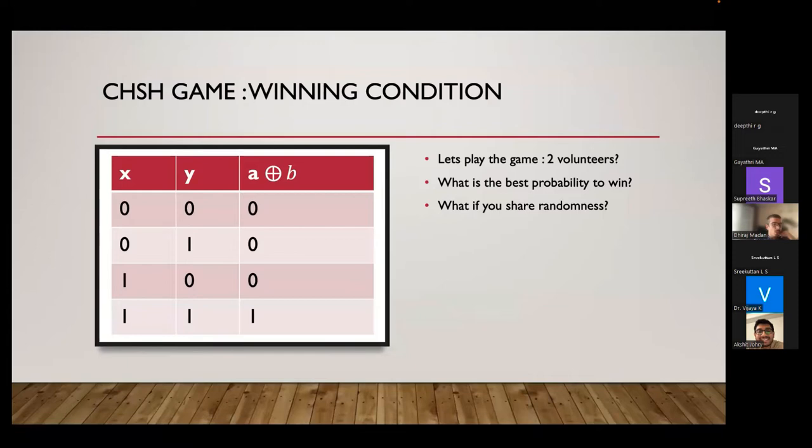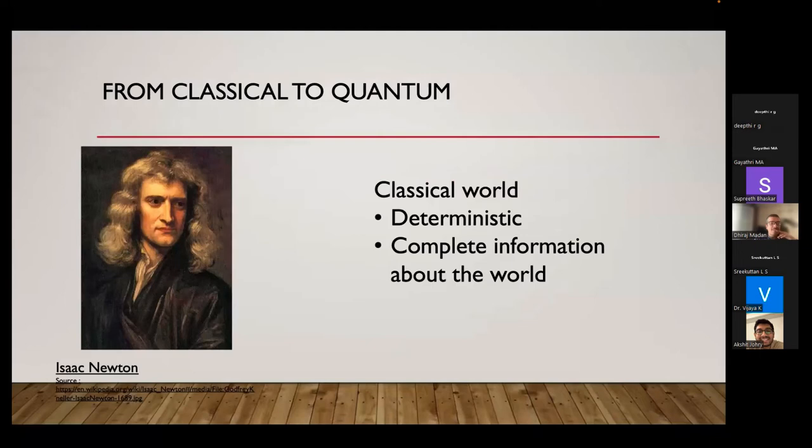So the question is, can we do better? And the answer is yes. Quantum information has something paradoxical which allows us to win with probability more than 3/4. So in order to get that, let's start with a bit of quantum computing.